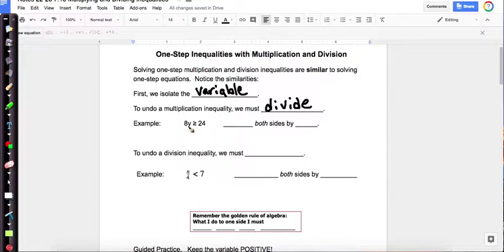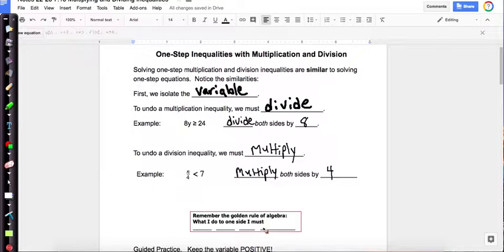So here's an example. 8y is greater than or equal to 24. What would we do to both sides? Good. Divide both sides by 8. And to undo a division inequality, we must multiply. And now what would we do to solve n divided by 4 is less than 7? Good, we'd multiply both sides by 4.